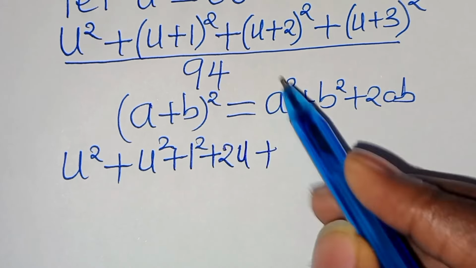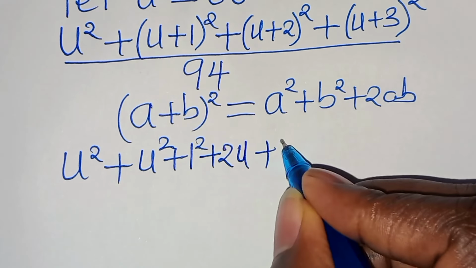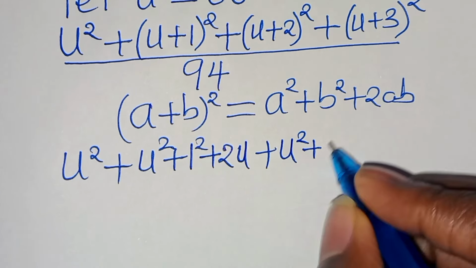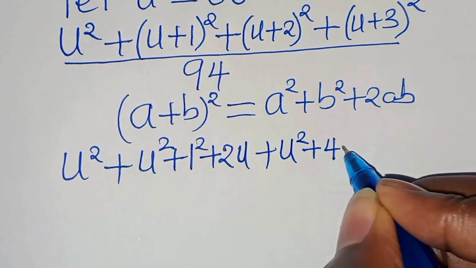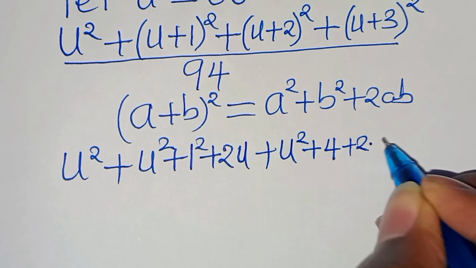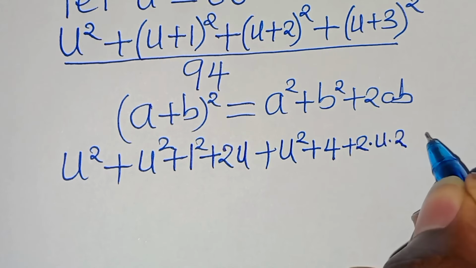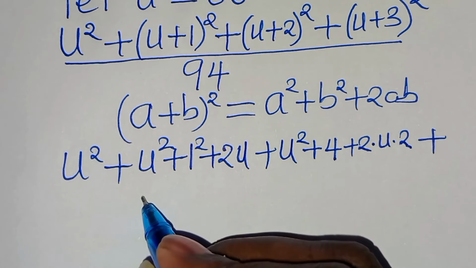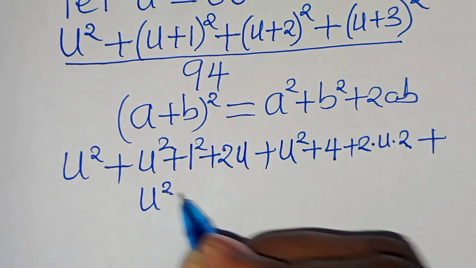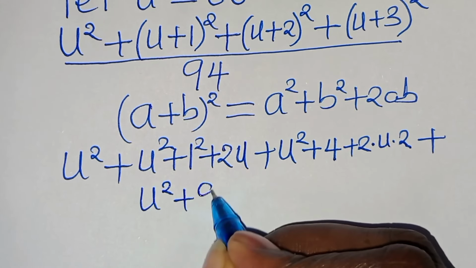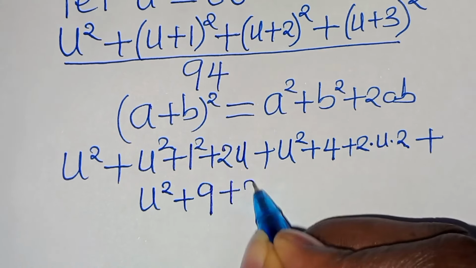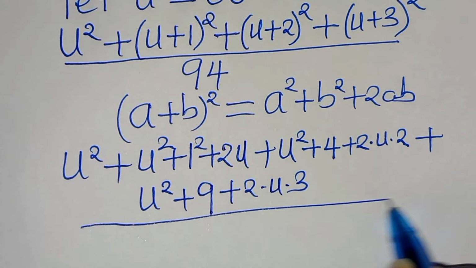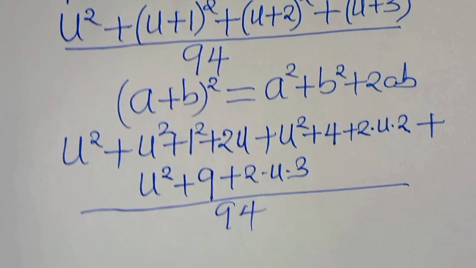then plus, now here we have (u plus 2) to the power of 2. This is the same thing as u to the power of 2, then plus 2 squared, which is equal to 4, then plus 2 multiplied by u multiplied by 2, then now plus, here we have (u plus 3) to the power of 2, which is equal to u to the power of 2, then plus 3 squared, which is 9, then plus 2 multiplied by u multiplied by 3, everything here divided by 94.